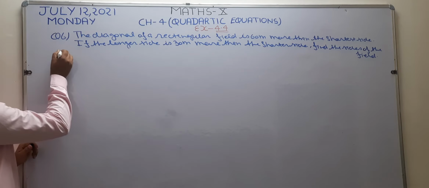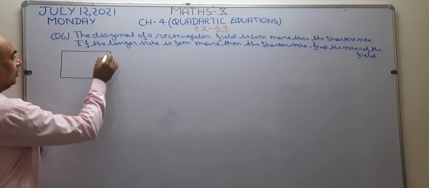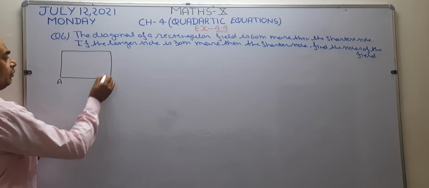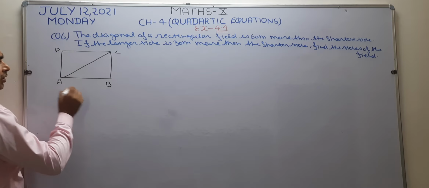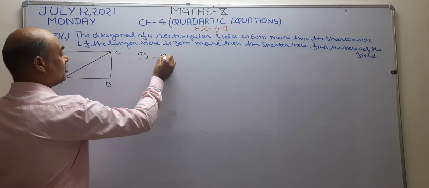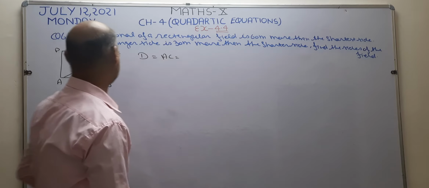So I am going to draw the figure of one rectangle. This is the rectangle. I am going to write the names A, B, C, D. As you know, this side is known as the diagonal. This diagonal AC is given 60 meter more than its shorter side. Which one is the shorter side?